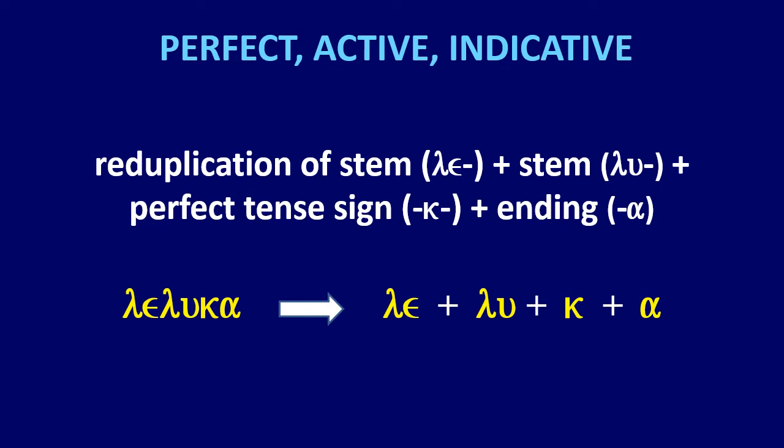We saw sigma for the aorist tense. Kappa is going to distinguish the perfect active. And then, of course, you've got the ending, the alpha. So put it together, you've got leluka, which is the perfect active indicative first person singular form of luo.